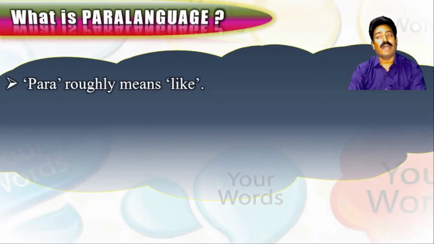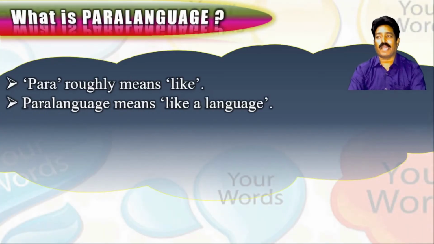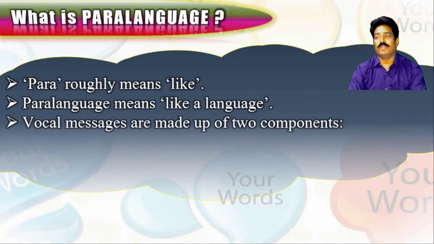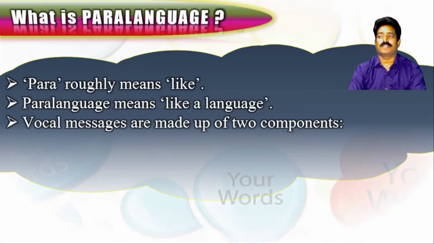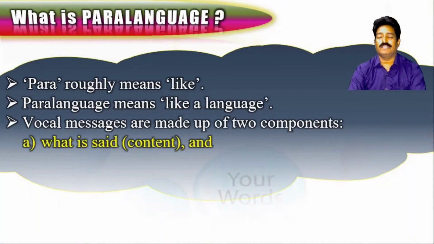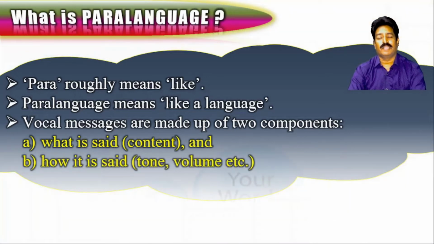Well, para roughly means like. Thus, paralanguage means like a language. We remember vocal messages comprise two components. The first component is what is said, which is the content. And how it is said, in terms of tone, volume, etc.